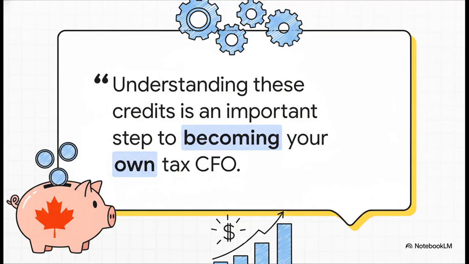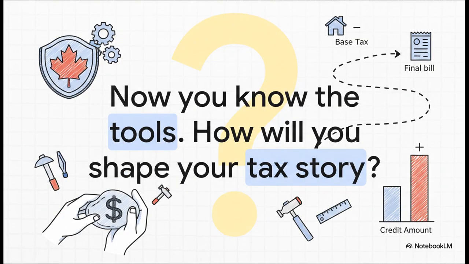Look, the goal here isn't just to list a bunch of credits for you to memorize. It's about giving you a framework, a new way to think about them. Understanding how these tools work, that's what empowers you to manage your own financial picture way more effectively. So, by understanding this whole journey from that big base tax number down to your final bill, and by knowing the difference between a credit amount and your actual savings, you're no longer just a passive participant. You become the sculptor of your own tax outcome, and you're fully equipped with the tools to shape it.